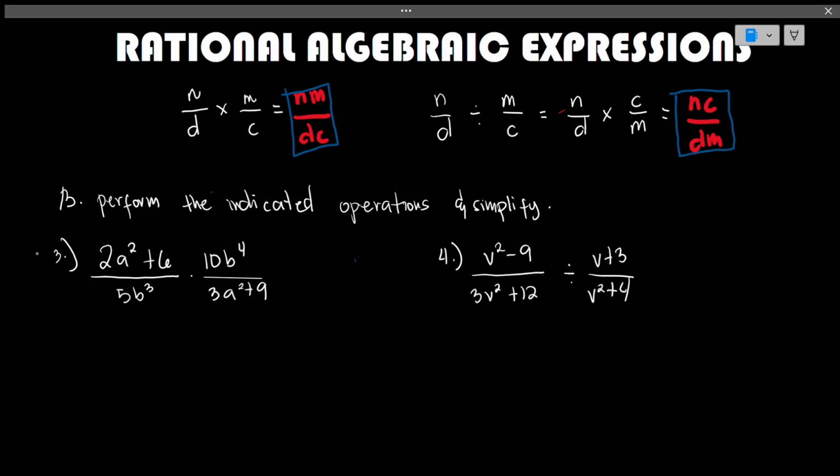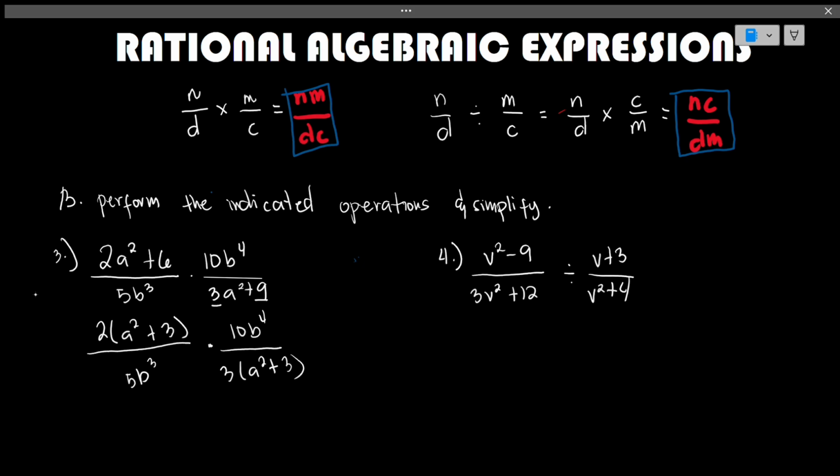For number 3, 2a squared plus 6, their common factor is 2, and the remaining factor is a squared plus 3. All over this 5b cubed, it's already factored out, so there's no need for us to factor that. Times the same with 10b to the fourth, we just need to copy that, all over 3a squared plus 9. Now for this part, the common factor of 3 and 9 is 3, so we can remove their GCF and we get the remaining factor, which is a squared plus 3.